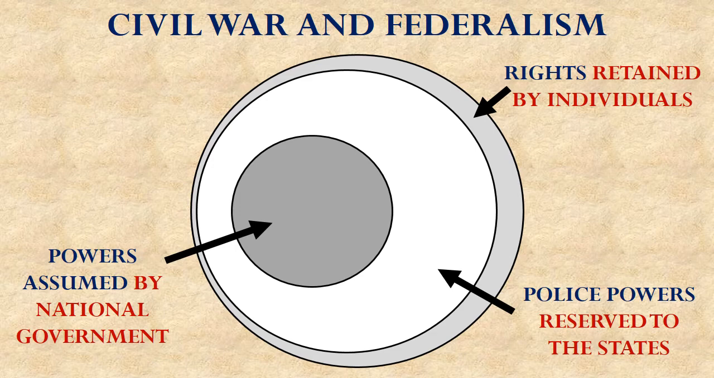At the end of our discussion of the Hamiltonian economic system, we had enlarged the power of the national government to thereby illustrate the implied powers that the national government had assumed. Now, with this being the state of American federalism prior to the Civil War, let's see how the Civil War and the passage of the Civil War amendments affected this balance of power.